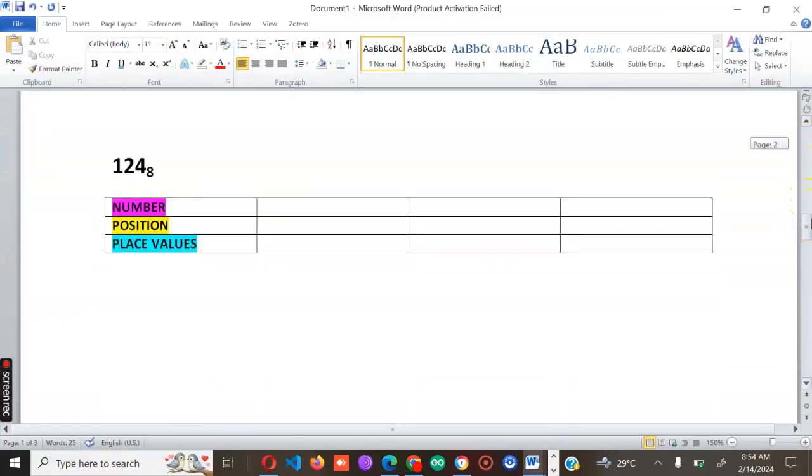Our next example, we have 124 base 8. So I will give you time to do this one, then we can do it together. Maybe 2 minutes, I think, is enough. So step number 1, write down the number, followed by the position, and lastly the place value.